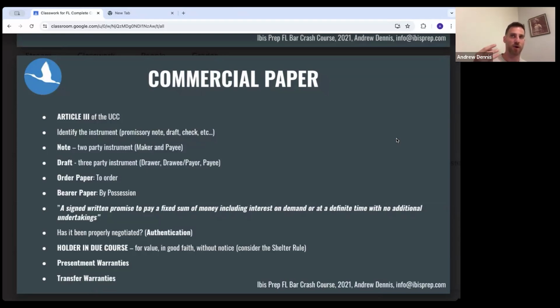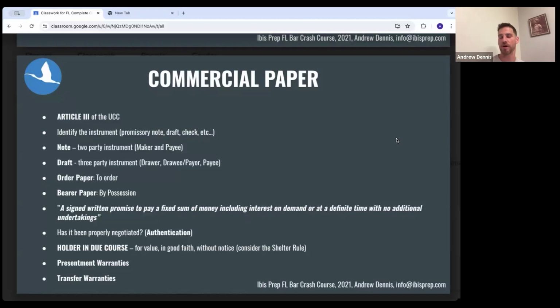The distinction is that order paper is to a particular person. So if it's to Tommy, that would be order paper. If it's just a cashier's check or something that whoever holds could properly present for payment, then it's simply bearer paper. So what is a negotiable instrument?